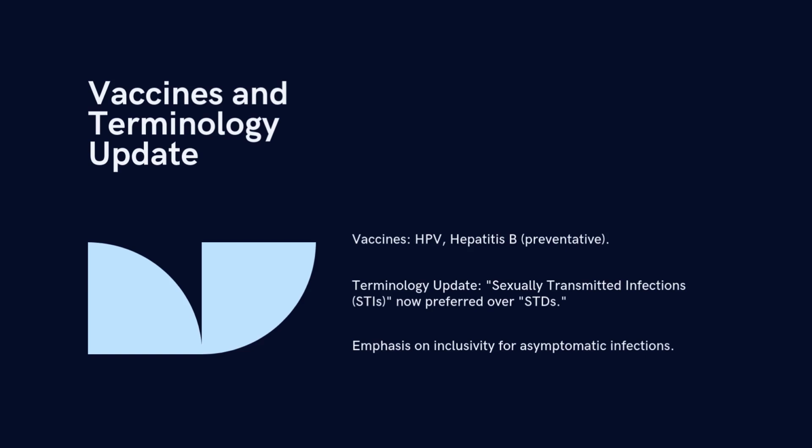And so this shift just emphasizes that not all sexually transmitted infections result in disease. Some infections might be asymptomatic or might cause only mild symptoms, but still have the potential to be transmitted. So using STI is more inclusive and accurate because it encompasses both infections that cause symptoms and those that don't. So there you have it.